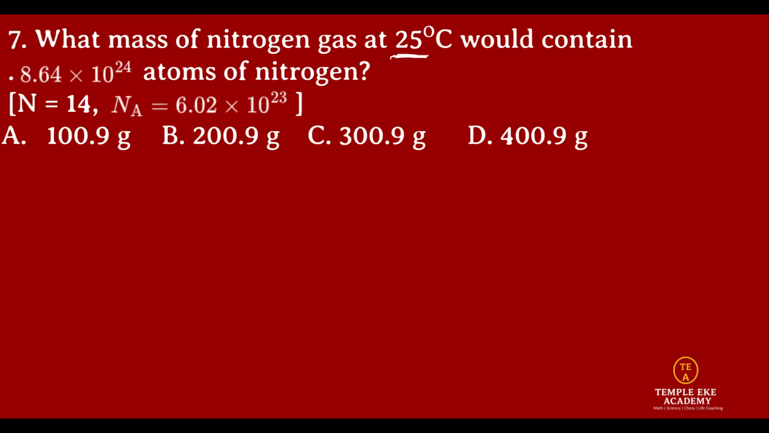In this calculation, we're expected to find the mass of nitrogen gas at 25 degrees Celsius that would contain 8.64 times 10 to the 24 atoms of nitrogen. We're given the relative atomic mass of nitrogen and, of course, Avogadro's number. Let's get straight into the solution.